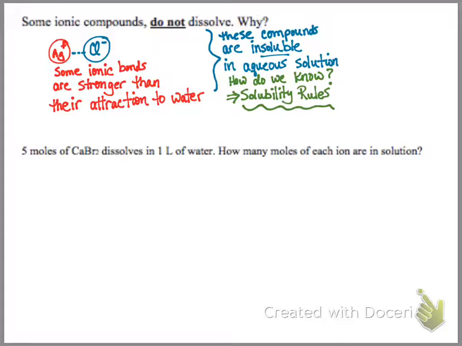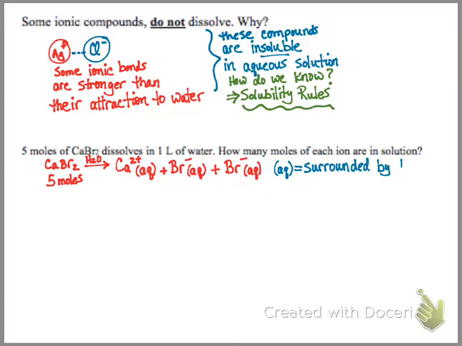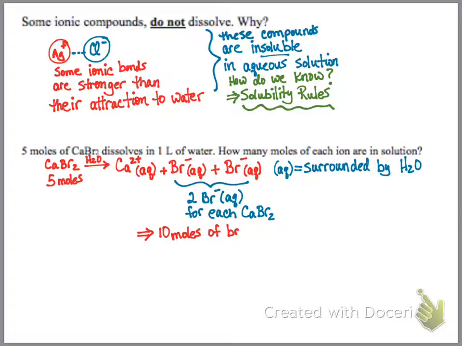How do we know if something's going to dissolve in water? We use solubility rules. So here's an example of a problem. If I had 5 moles of calcium bromide and I dissolved it in 1 liter of water, how many moles of each ion would I have in solution?